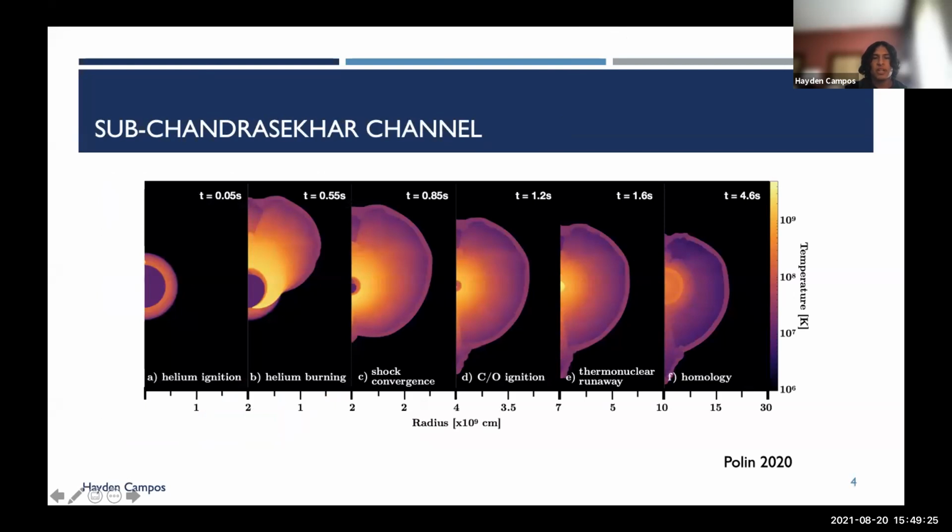The sub-Chandrasekhar channel, also referred to as the double detonation progenitor channel for type 1a supernovae, is a mechanism that can ignite a white dwarf below the Chandrasekhar mass limit with a helium shell. In this case, the helium shell can send a shock wave into the center of the white dwarf, where it can detonate the core. And in this, we expect all the carbon to be burned away during the explosion.